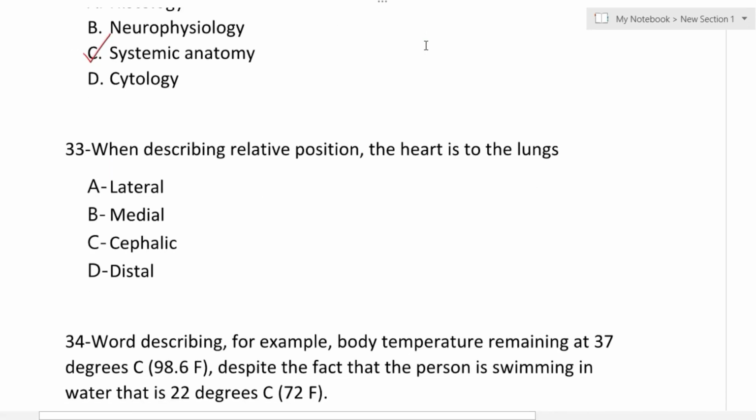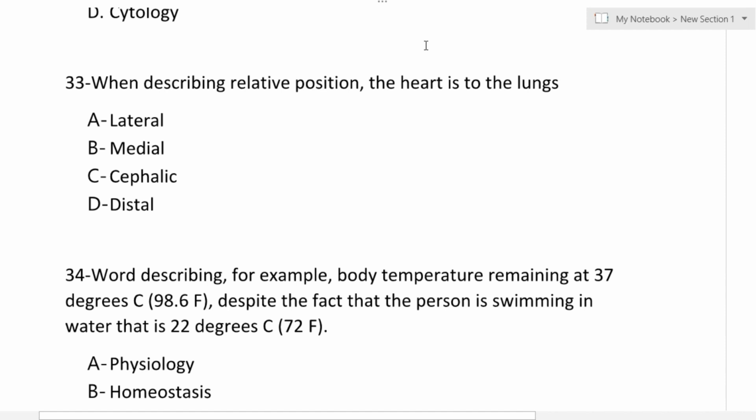Now we are moving to the third question, question number 33. When describing relative position, the heart is blank to the lungs. Option A, lateral; option B, medial; option C, cephalic; option D, distal. You can select your answer.